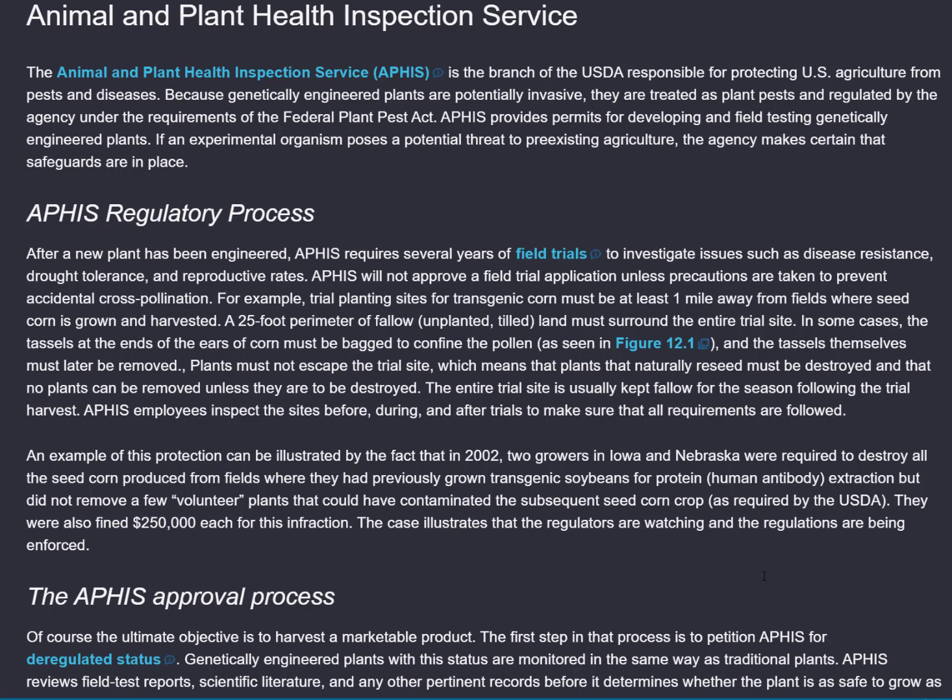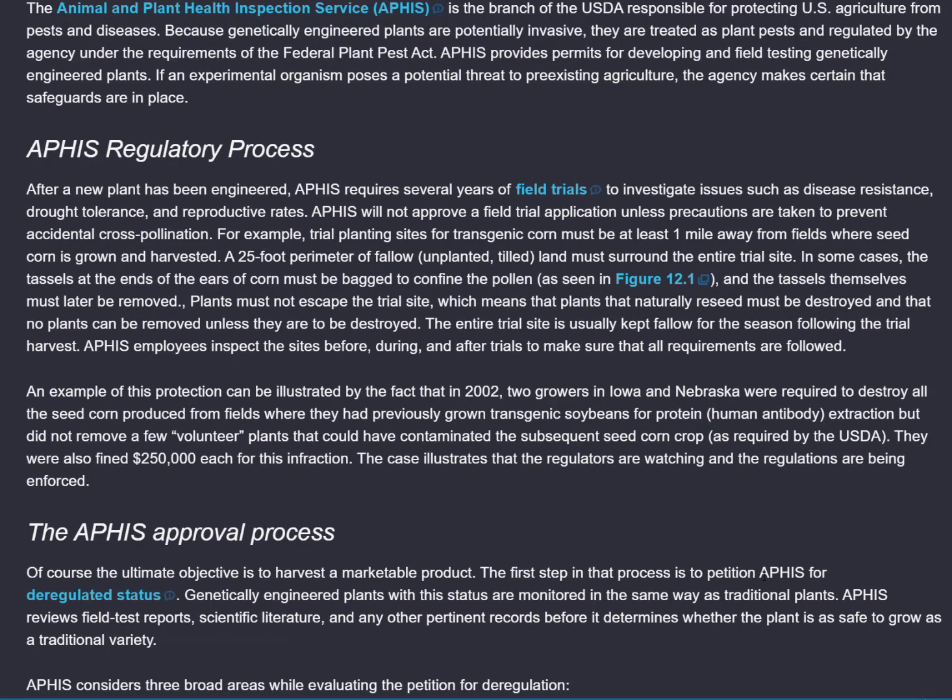Animal and Plant Health Inspection Service. The Animal and Plant Health Inspection Service, APHIS, is the branch of the USDA responsible for protecting U.S. agriculture from pests and diseases. Because genetically engineered plants are potentially invasive, they are treated as plant pests and regulated by the agency under the requirements of the Federal Plant Pest Act. APHIS provides permits for developing and field testing genetically engineered plants. If an experimental organism poses a potential threat to pre-existing agriculture, the agency makes certain that safeguards are in place.